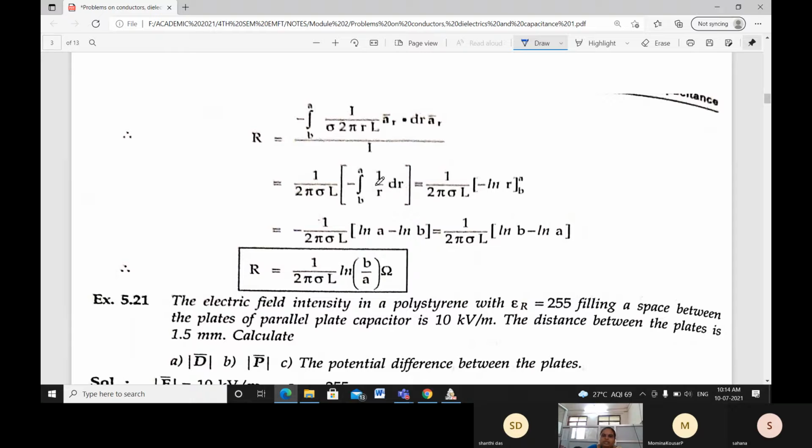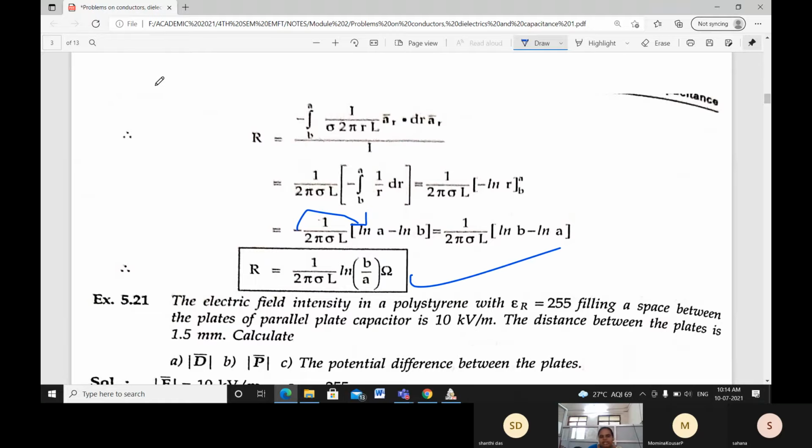That is going to be equal to, what is the integration of 1 by r? It is ln r. Therefore, minus ln r from B to A. Next, apply the limit here. Then you will get minus I divided by 2 pi sigma L times ln A minus ln B. This minus sign multiplies inside, so you will get ln B minus ln A. Therefore, R is going to be what? I divided by 2 pi sigma L ln B by A ohms. This is the resistance.